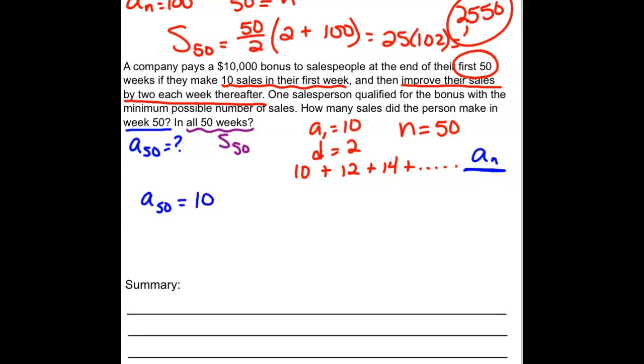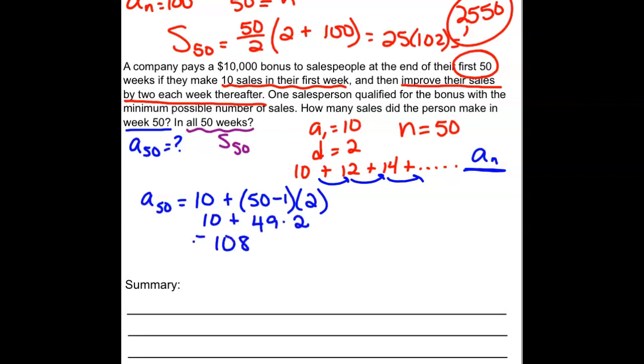We take our first term, 10, plus, we know that there's 50 terms, so 50 minus 1, we're going to have 49 of these common differences, and each common difference was a 2. So we have to add 2 49 times to get to that last number. So 49 times 2 would be 98, plus 10 would be 108. So that is my 50th number. In week 50, they have to make 108 sales.